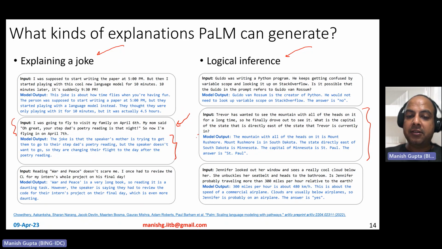Now look at the awesome intelligence in the output, right? The mountain with all of the heads on it is Mount Rushmore. It could figure that out. Mount Rushmore is in South Dakota. It could figure that out as well. The state directly east of South Dakota is Minnesota, another logical step of reasoning. And then the capital of Minnesota is St. Paul. So you see three or four steps of reasoning to get the right answer from the hints given in the question. And so on. If you look at these, you will be surprised by the kind of logical reasoning chains that the PaLM model could discover and put out as nice natural language explanations.